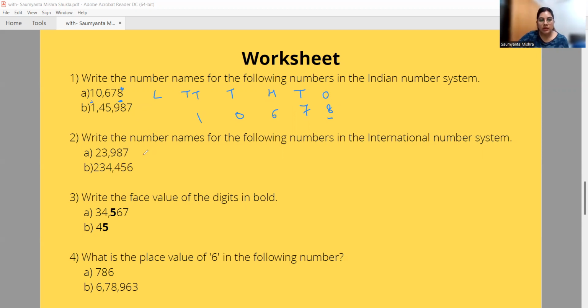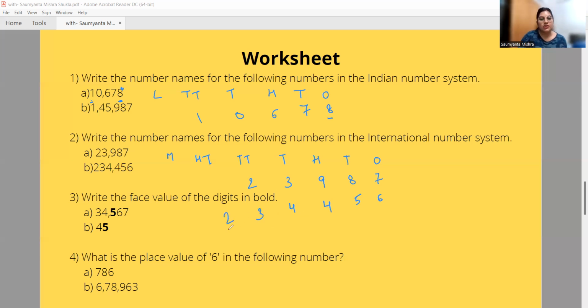Similarly, in the second question, we have to write the numbers in the international number system. So now we have to draw the international number system chart. We have million, 100,000, 10,000, 1,000, 100, tens, and ones. Writing the number backwards, we have 7, 8, 9, 3, 2. This number will be read as 23,987.